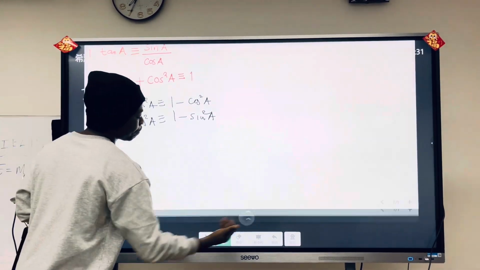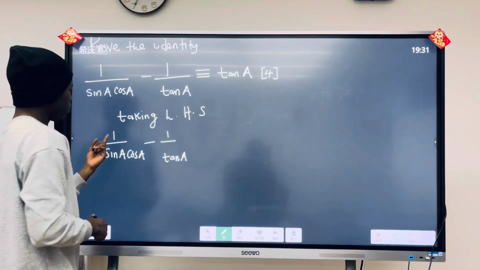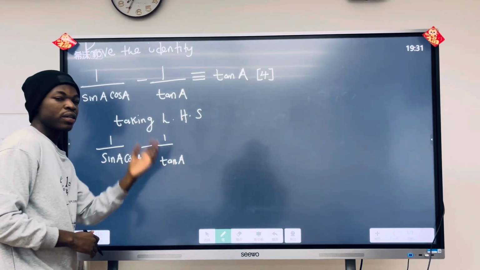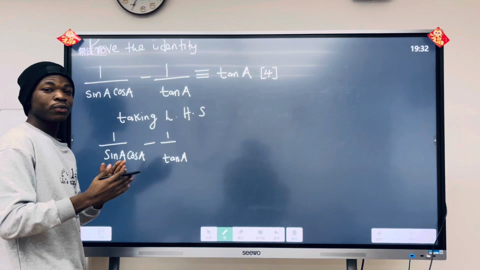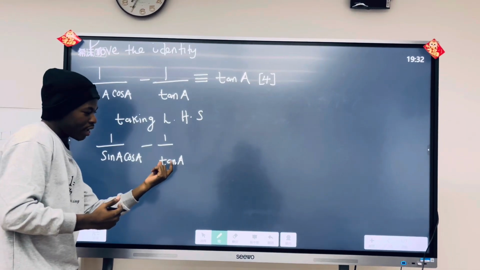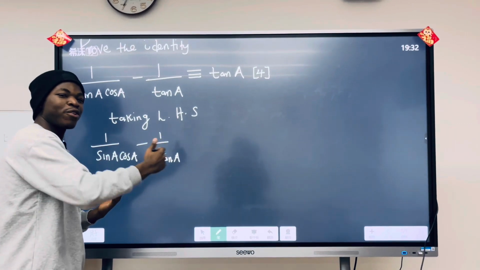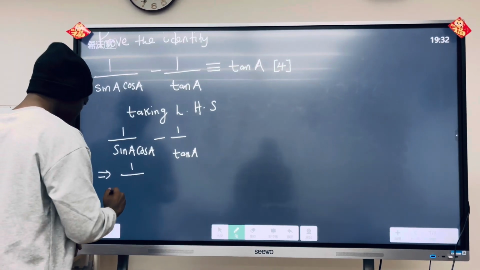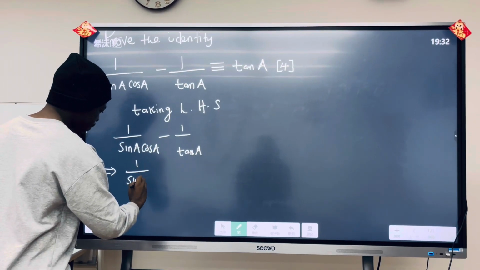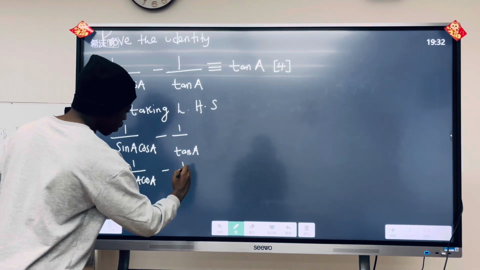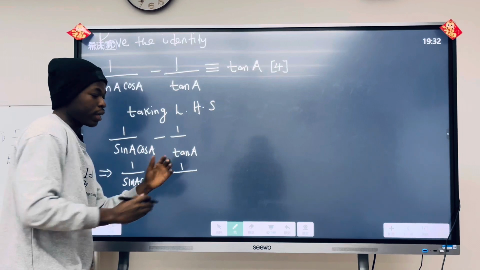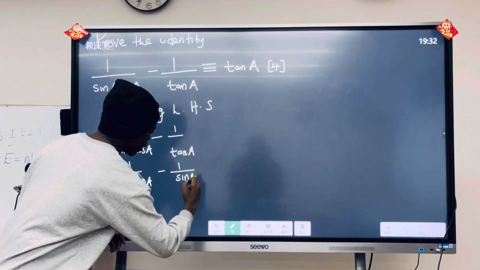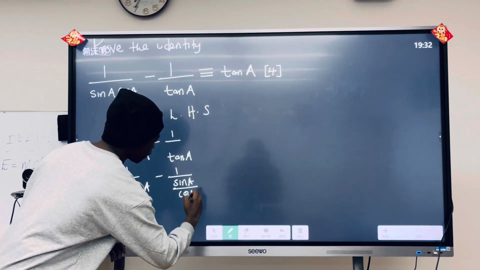So let's see how we can break it down. Here, we have 1 over sine A cos A minus 1 over tan A. You can see that we have a tan A here, and tan A is equal to sine A over cos A. So where I have tan A, I can put sine A over cos A. So I'm going to have 1 over sine A multiplied by cos A minus 1 over, this is the tan A, we can replace it by sine A over cos A.